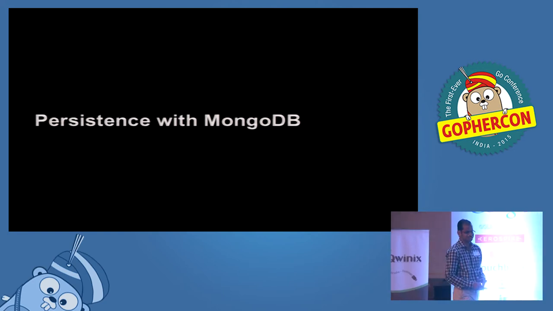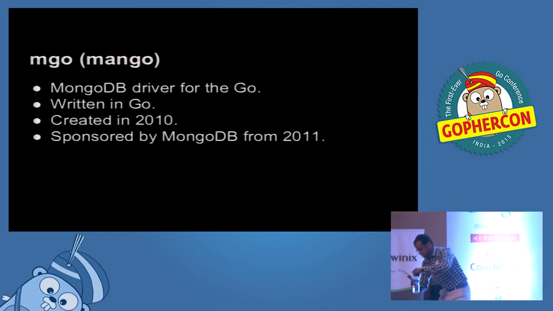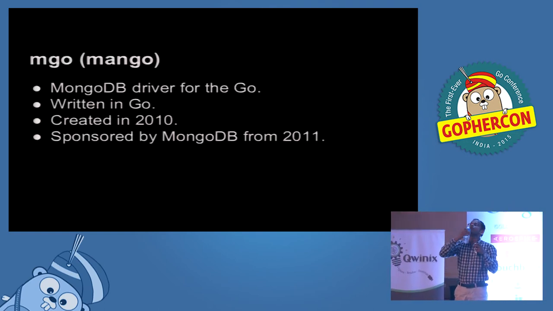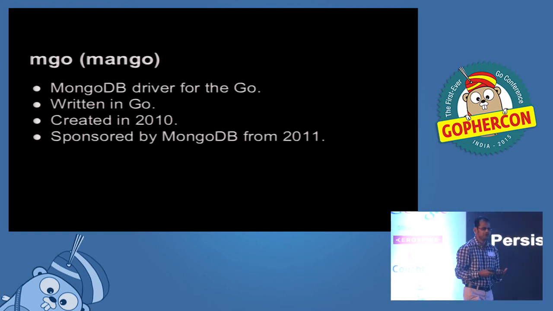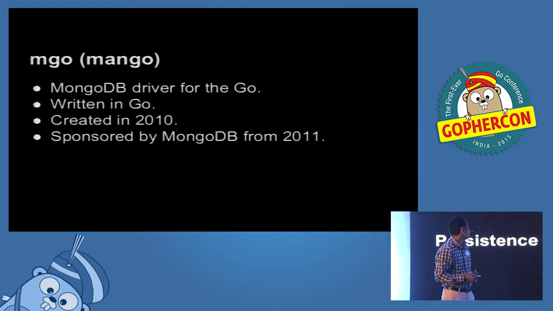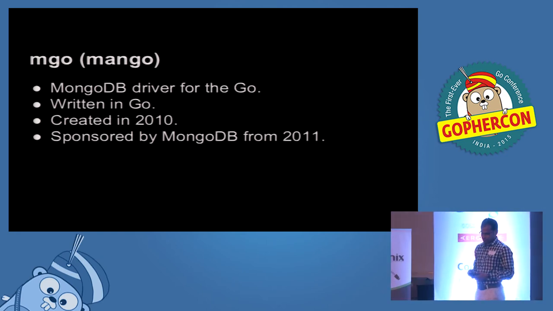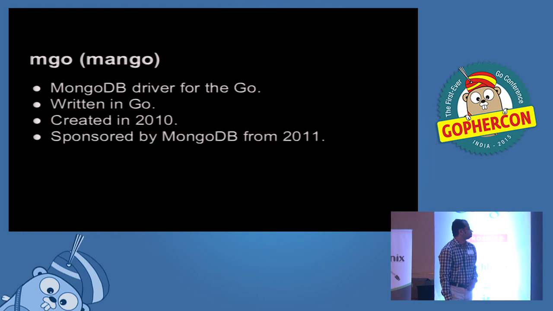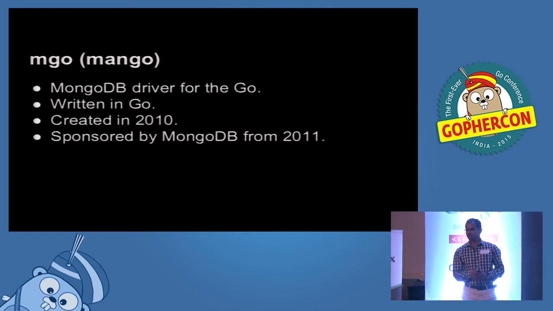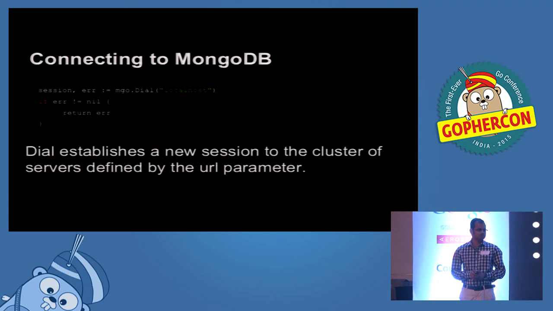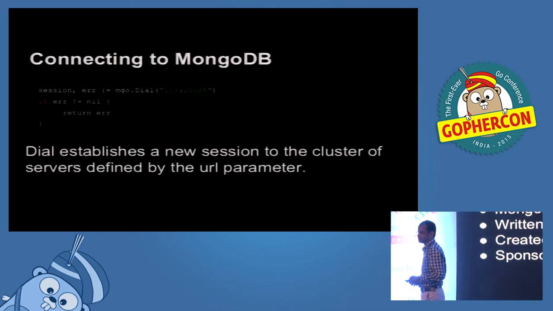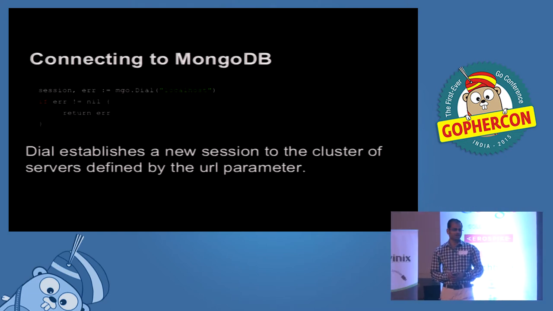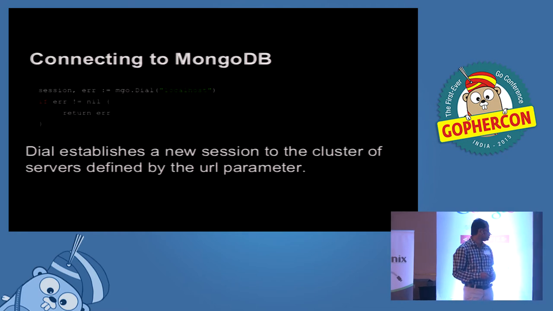Then we have discussed some basics about building HTTP servers. So before diving into our REST API, let's have a very brief look at MongoDB, how to work with MongoDB from Go. So this is the driver for MongoDB, mgo, pronounced Mango. It's completely written in Go. It was created in 2010, and since 2011, it's sponsored by MongoDB.